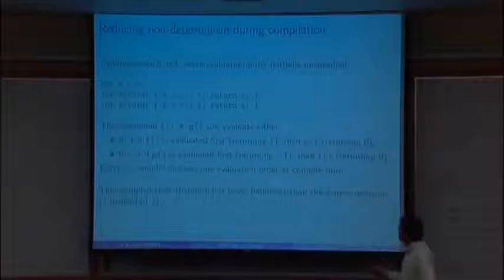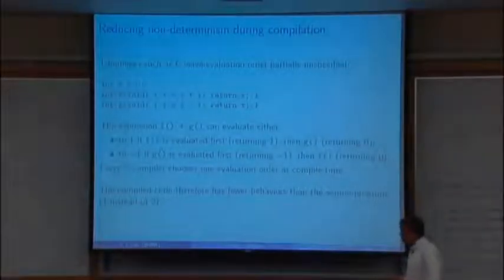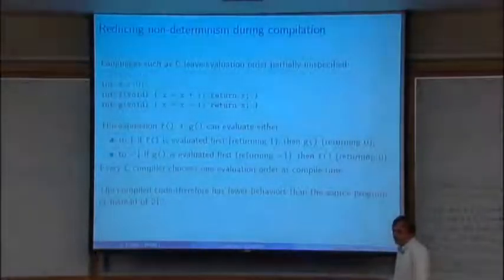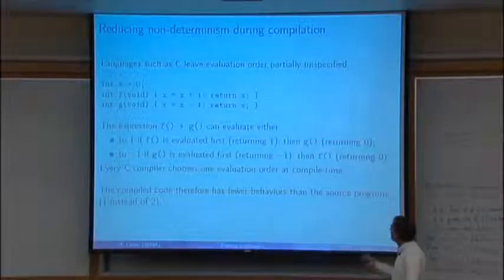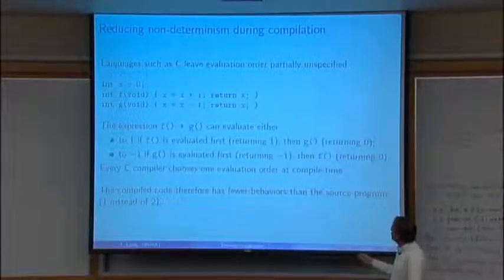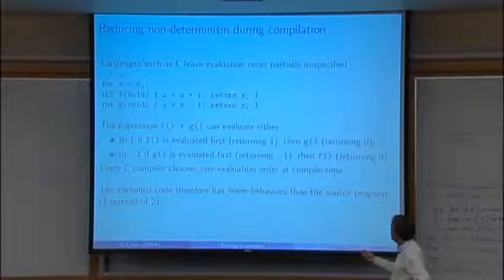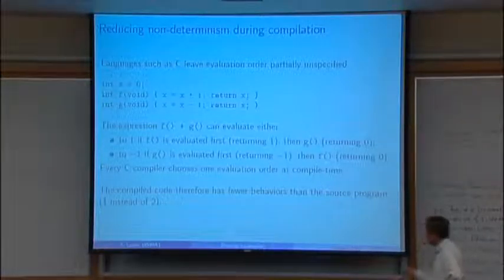And here is an infamous example from C. So in C, the evaluation order of expressions is partially unspecified. So say you have two functions, f and g, that respectively increment and decrement a global variable x and return the current value of that variable. And now you're calling f plus call of g. And according to C semantics, actually, you can have two very different results.